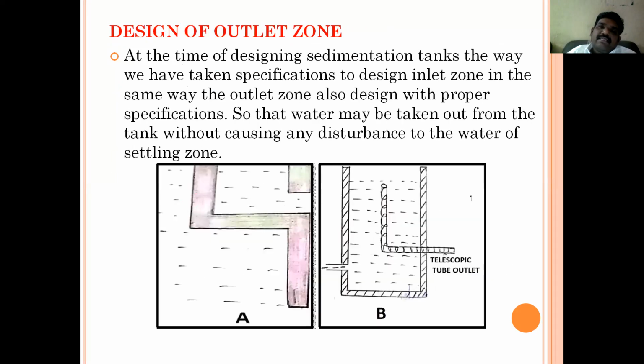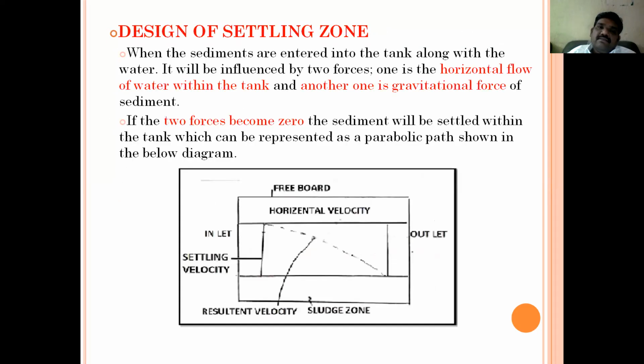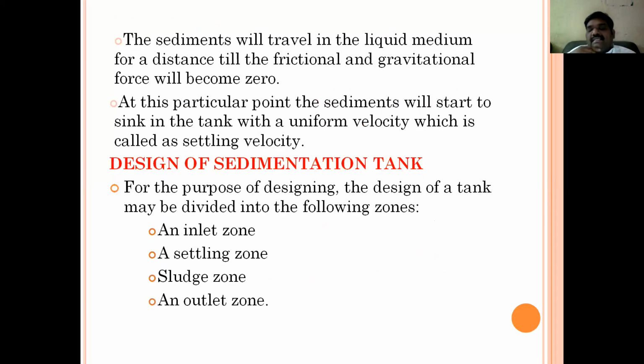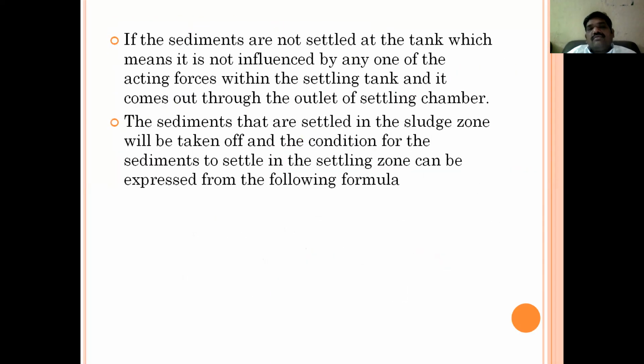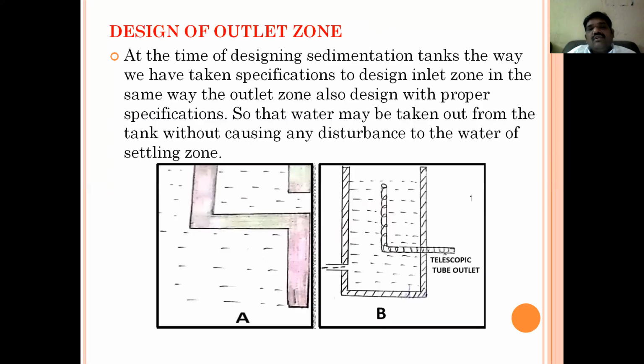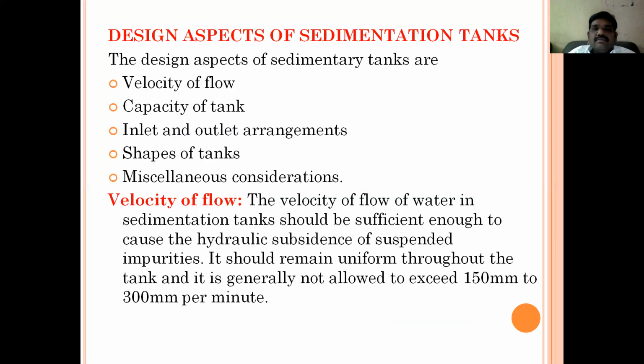See, for the designing of a sedimentation tank, we have seen 4 zones: an inlet zone, settling zone, sludge zone, and outlet zone. So other factors to be considered: velocity of flow.